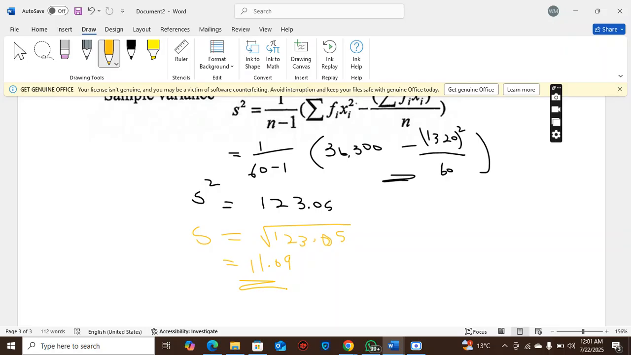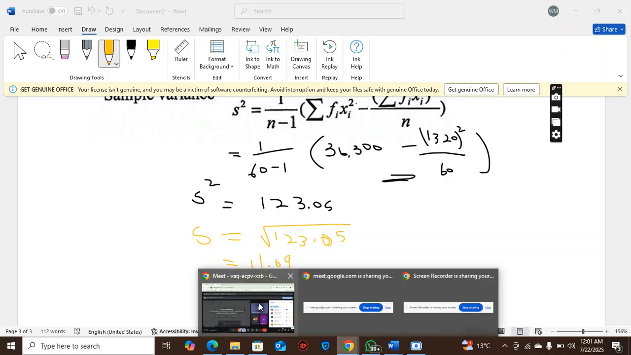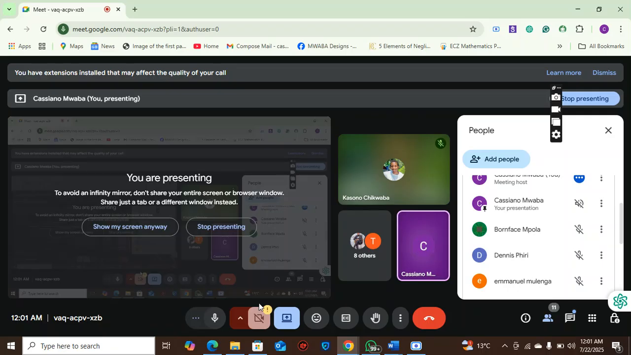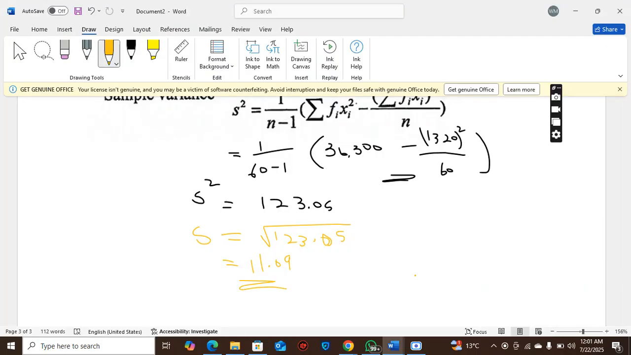Means the salaries are not that far apart from each other. Because remember, standard deviation just tells you how far apart the data points are from each other. Smaller standard deviation, just know that the values should be close somehow. A big standard deviation shows you that the values are very far from each other. But here we can say we're using the standard deviation to measure risk. Okay, here we're not measuring risk.